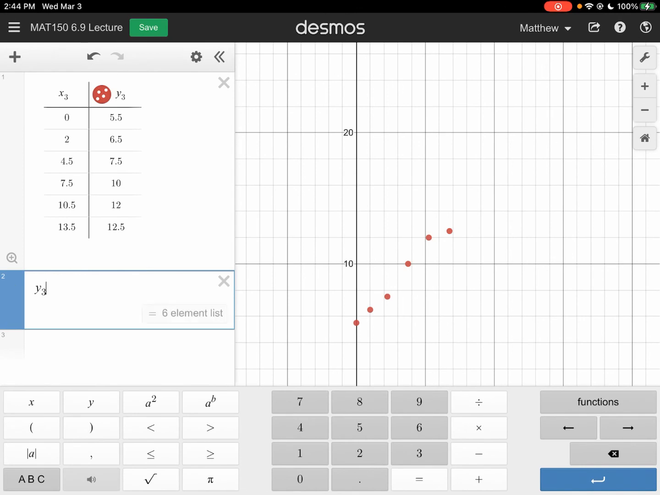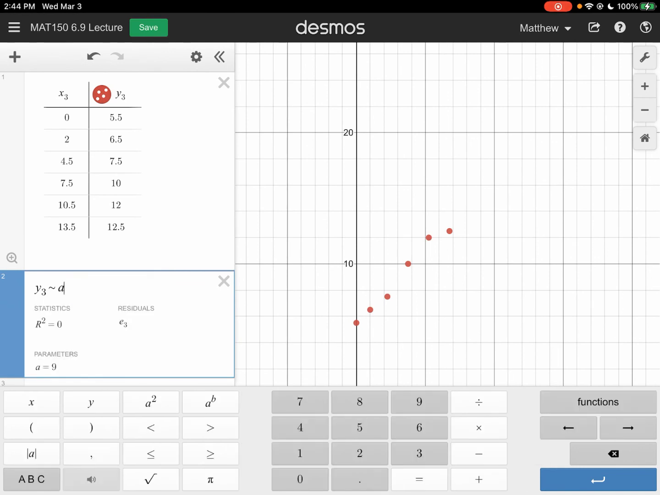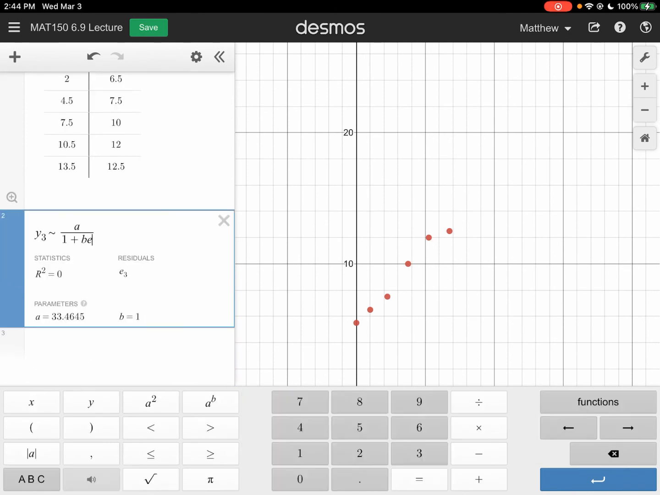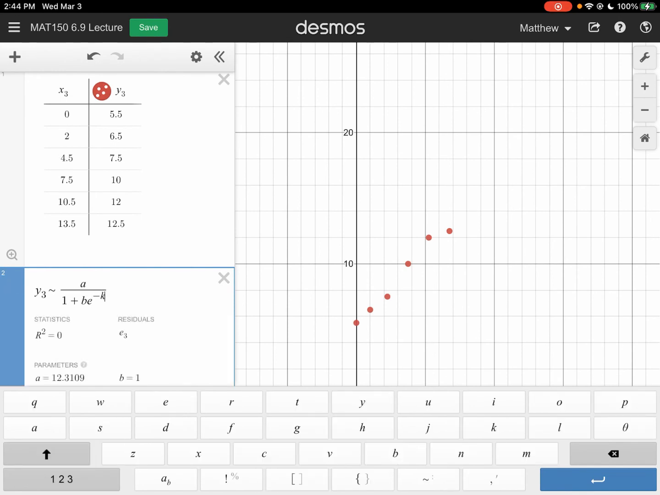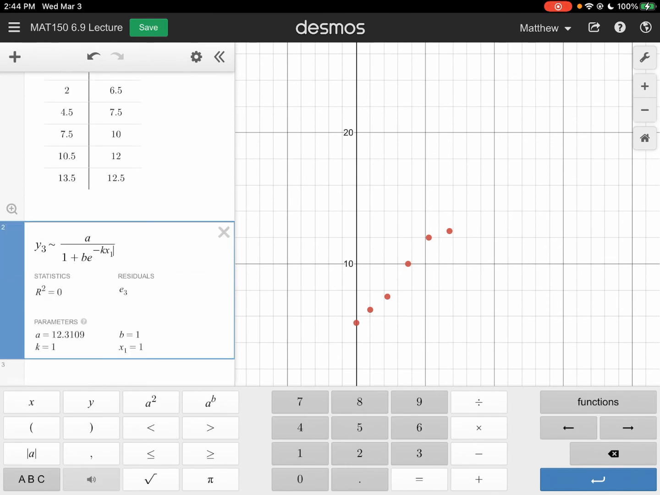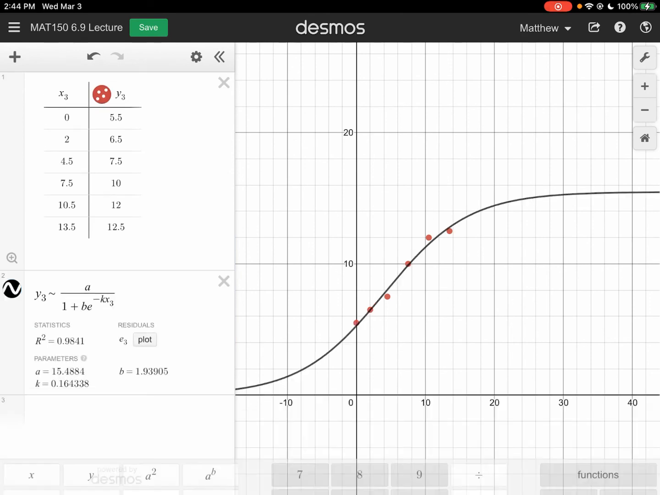So we type in y sub 3, because that's what the table is, y sub 3, tilde, and then a divided by 1 plus b times e raised to the negative k x, and then put x sub 3 to refer to the table. Oops, I meant to say x sub 3. I was like, why don't we see anything? X sub 3, of course. Our table is x sub 3. There we go. Here's our logistic curve that passes through the data.